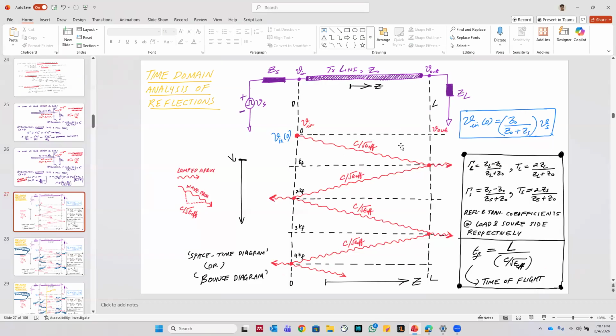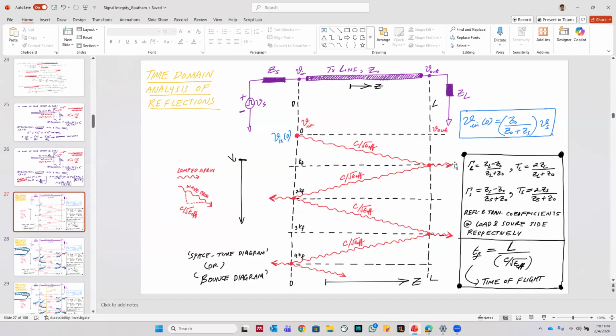So if you plot this, it is often called a space-time diagram because it shows you both in space and time how the signal is propagating. But you can see that the signal is traveling in time and in space.